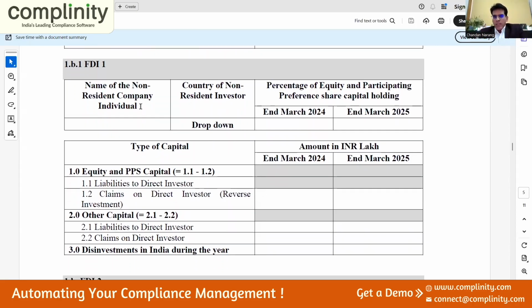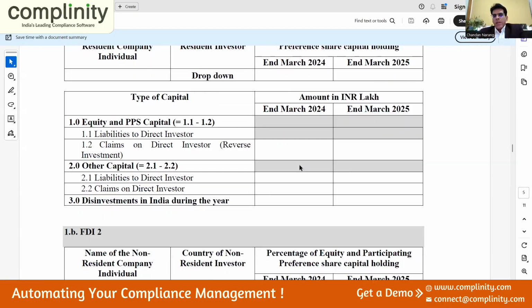Name of the non-resident company or individual, you need to mention here. Country of non-resident investors: you get a drop down here, and you need to select the country of the non-resident investor, and the percentage of equity and participating preference share capital as of March 24 and March 25. Once you calculate the percentage, again to reiterate, this percentage has to be calculated on a fully diluted basis. Once you put in the percentage, it will automatically show the liabilities to direct investors.